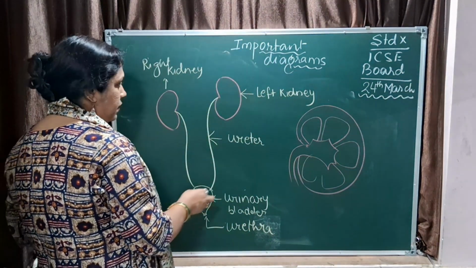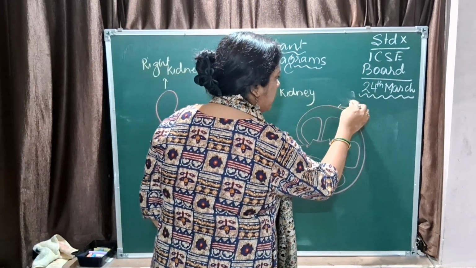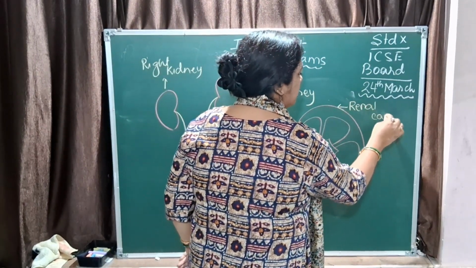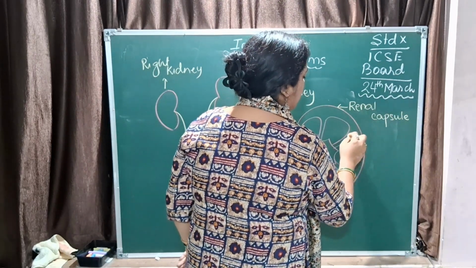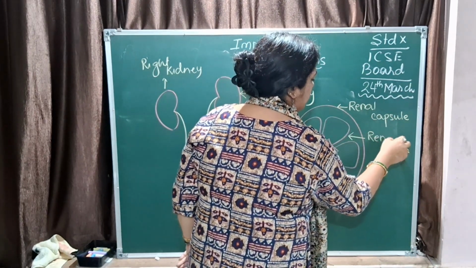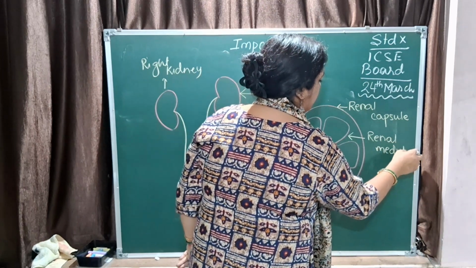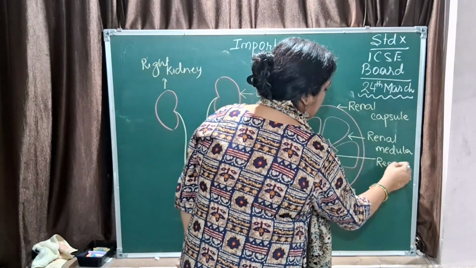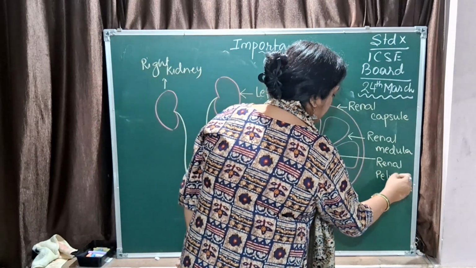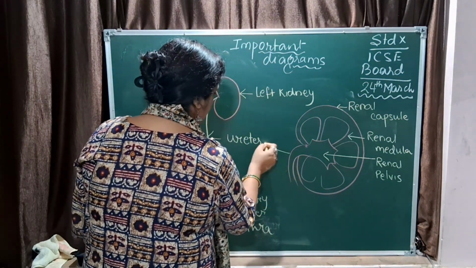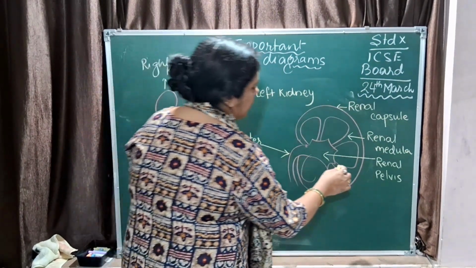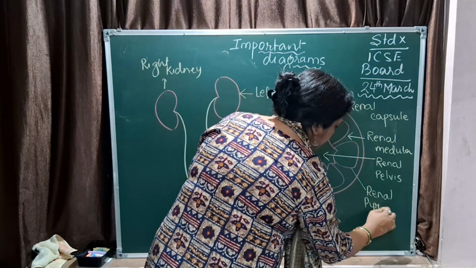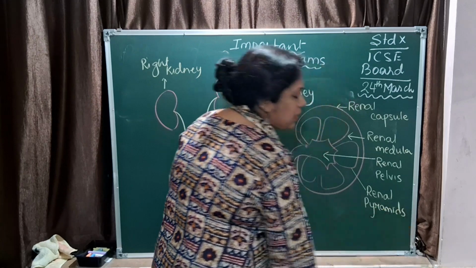Now here you can see the outer portion is called the renal. Renal is an adjective used for the kidney. It is called the renal capsule. Then you have the renal medulla. You have the pelvis, that is the renal pelvis. This one is the ureter. Yes, and these triangles are called renal pyramids. So this much for the transverse section of the kidney.